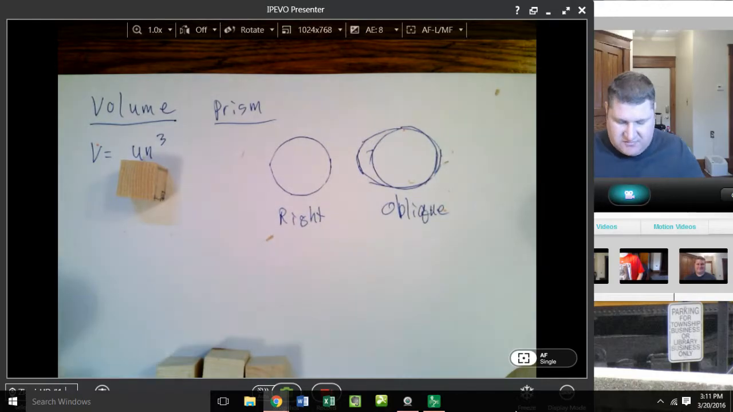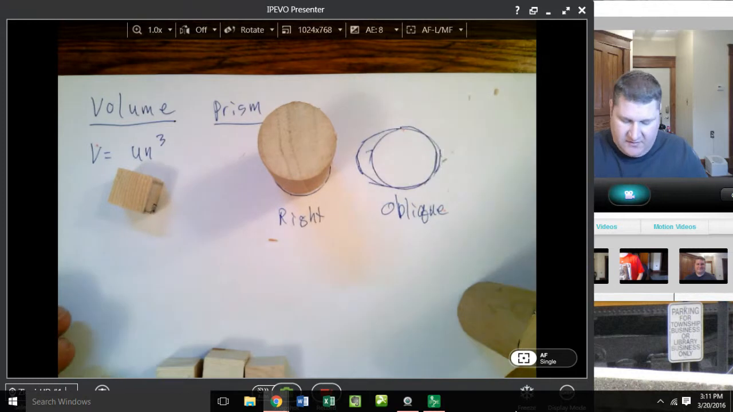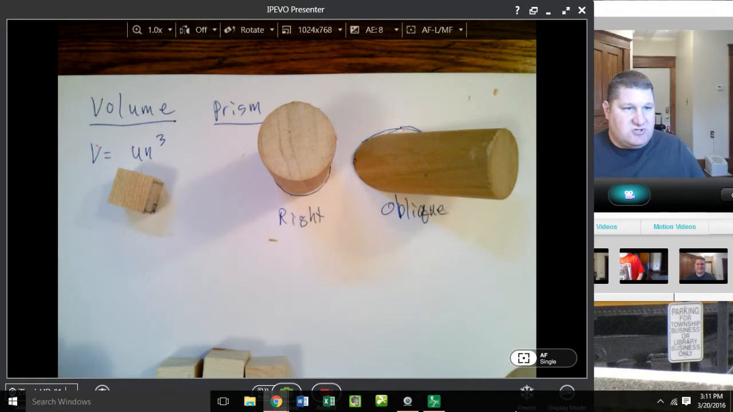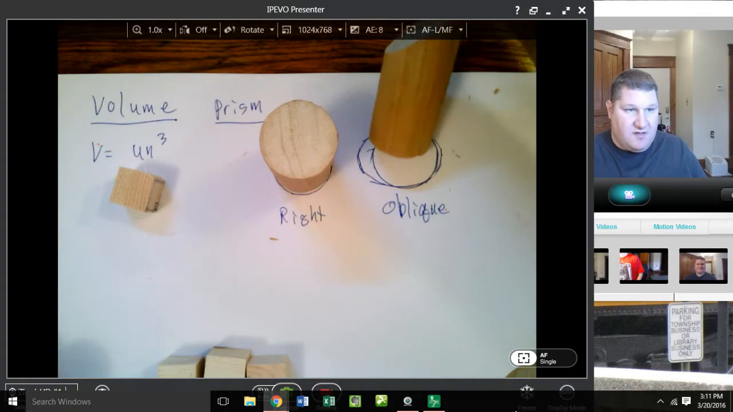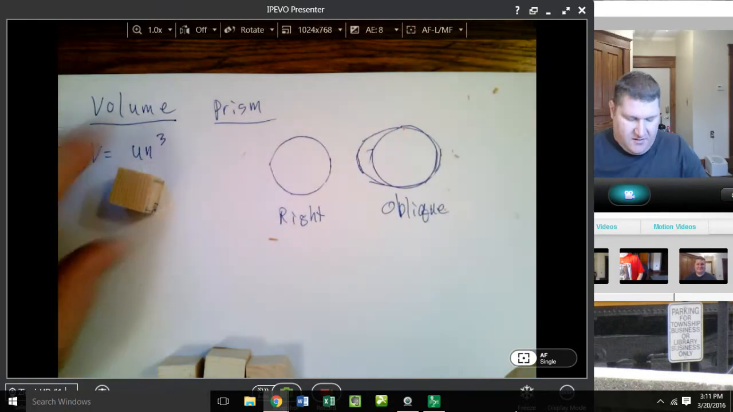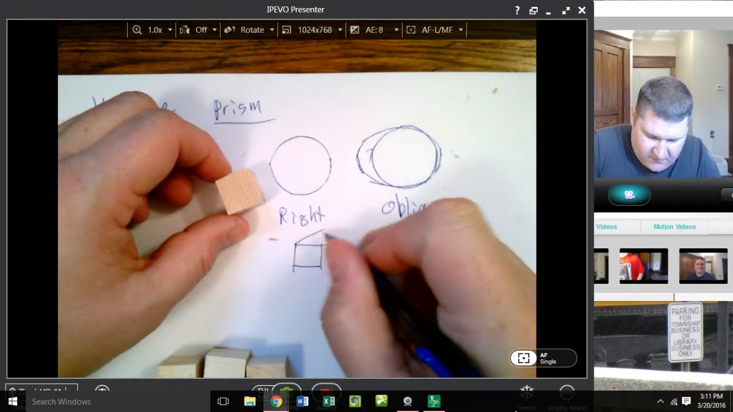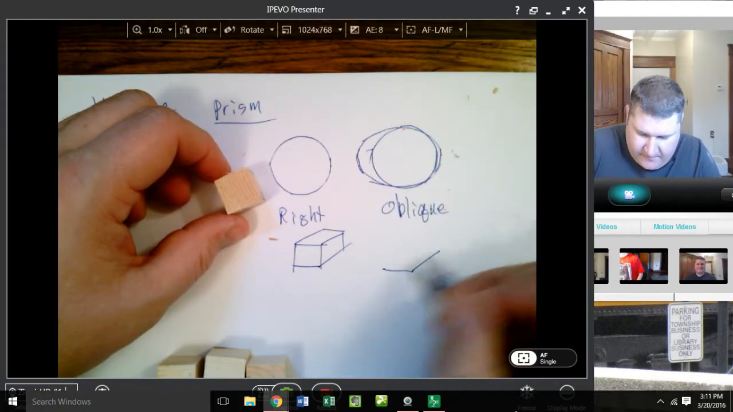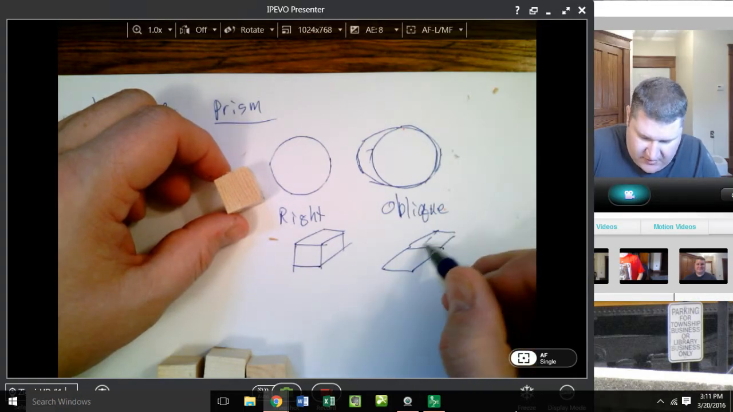So cross sections. So you have right, you have oblique, okay, or you could have something that is super duper oblique like this, okay? So by the way, this is right, that's oblique, and now I have a compound shape that is both. So we'll have to deal with that later. So we have right and oblique. Now, this is a right prism, and a right prism would look like this. Your standard cube that you're used to. Oblique would look like this.